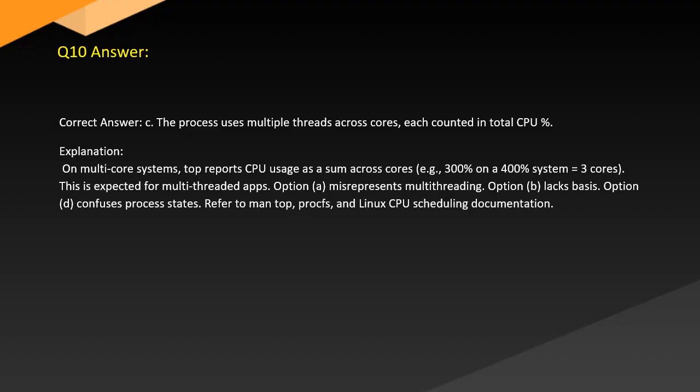Answer. Correct answer: C. The process uses multiple threads across cores, each counted in total CPU percent. Explanation. On multi-core systems, top reports CPU percentages as the sum across cores, e.g. 300% on a 400% system equals 3 cores. This is expected for multi-threaded apps.